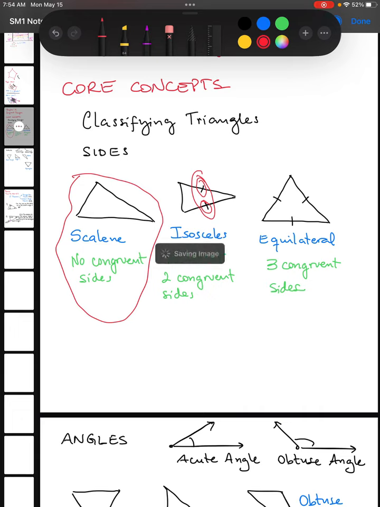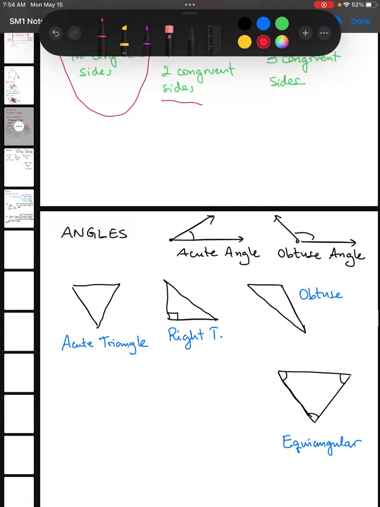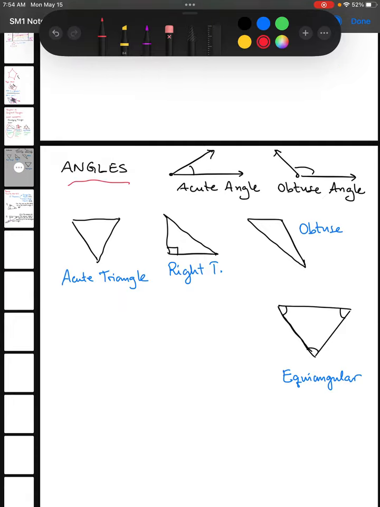Triangles that have at least two congruent sides are called isosceles. And as you can see in this triangle, we have the marks in all three of them. So when a triangle has three congruent sides, it is called equilateral. Now there's also a classification by the angles.